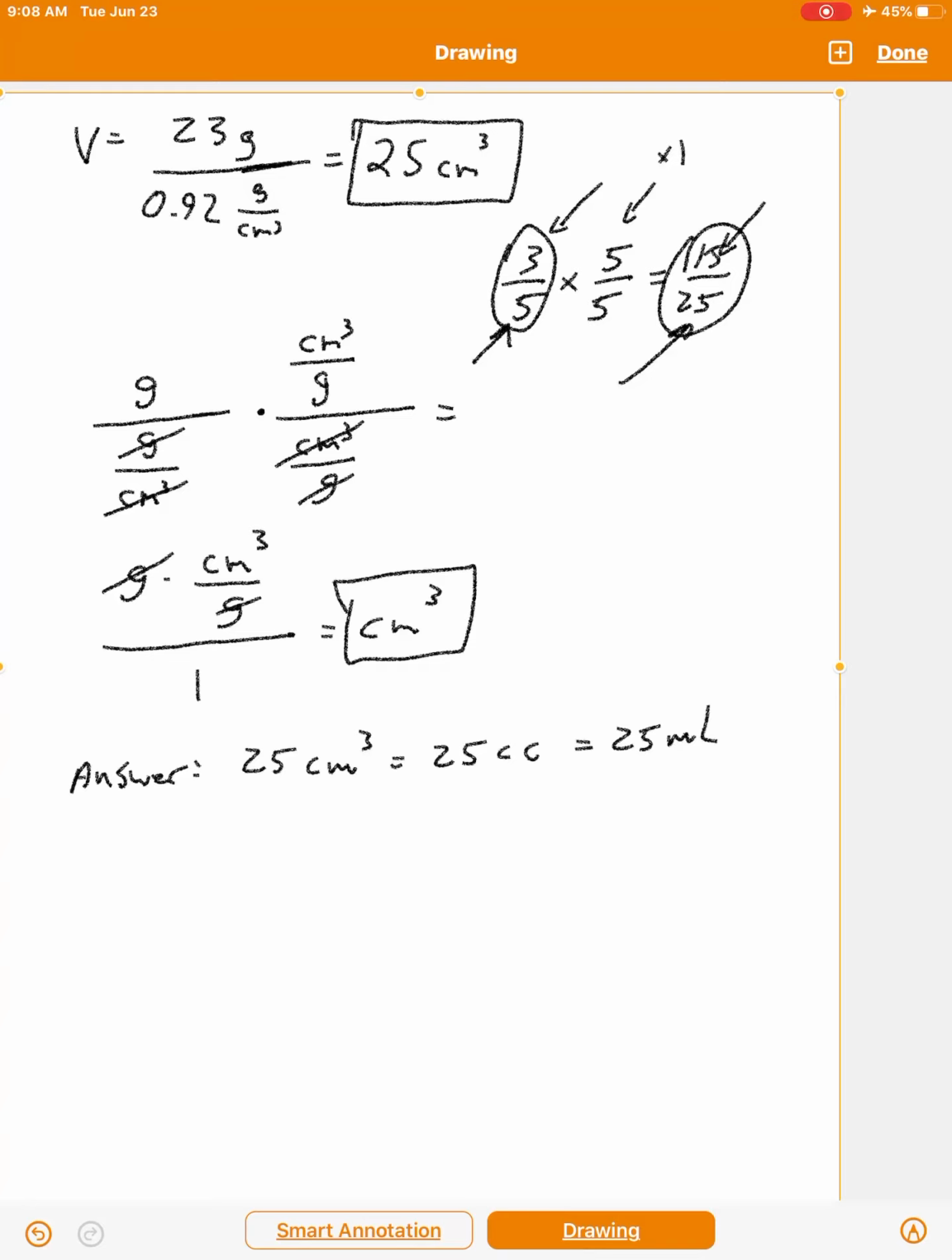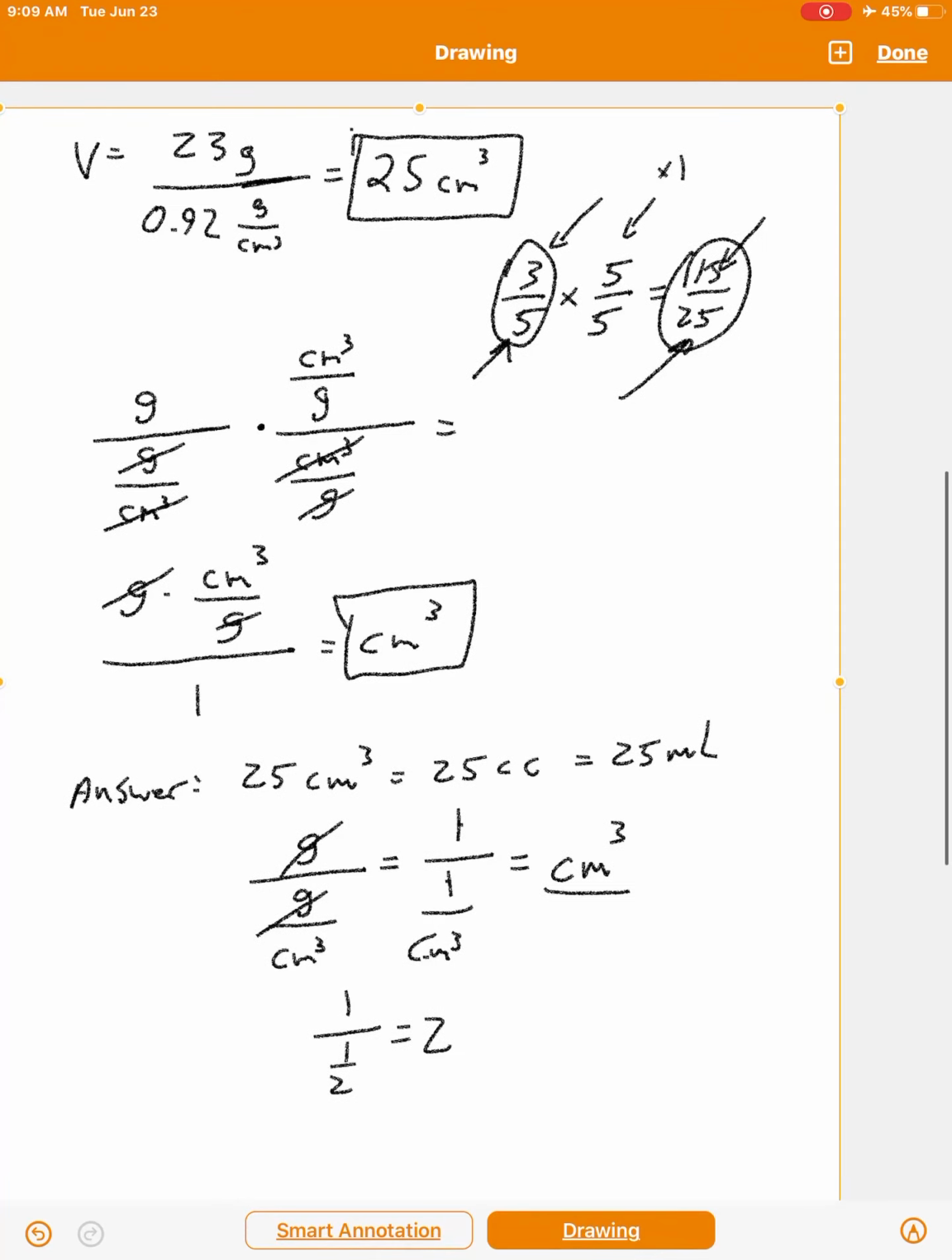But what I'm saying here is that if you have a unit divided by itself divided by another unit, these cancel. It's essentially 1 over centimeters cubed, and that's equal to centimeters cubed. Right? The reciprocal of a half is 2. So the reciprocal of 1 over centimeters cubed is just centimeters cubed. And there you go. So there's our answer, 25 cubic centimeters, or 25 centimeters cubed, or 25 milliliters.